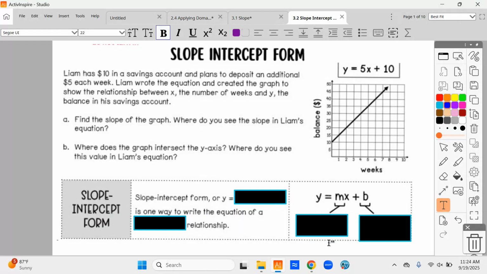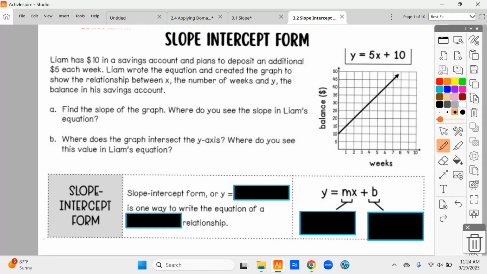Slope-intercept form. Liam has $10 in his savings account and plans to deposit an additional $5 each week. Liam wrote the equation and created the graph to show the relationship between x, the number of weeks, and y, the balance in his savings account. Find the slope of the graph. Where do you see the slope in Liam's equation? So his equation's above the graph, as you can see, and we are going to find the slope.